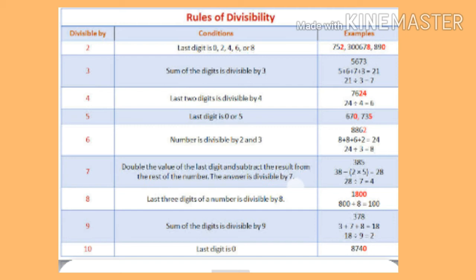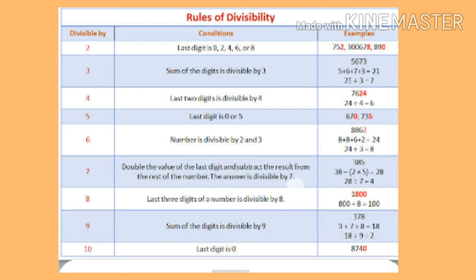The rule of 5: the last digit should be 0 or 5. You can see the examples 670 and 735. Here the last digits are 0 and 5, so they are divisible by 5. The rule of 6: here we check both rules, the rule of 2 and the rule of 3. So here 8862, the rule of 2 is applicable, and after adding we get 24, so the rule of 3 is also applicable. So 8862 is divisible by 6 also.